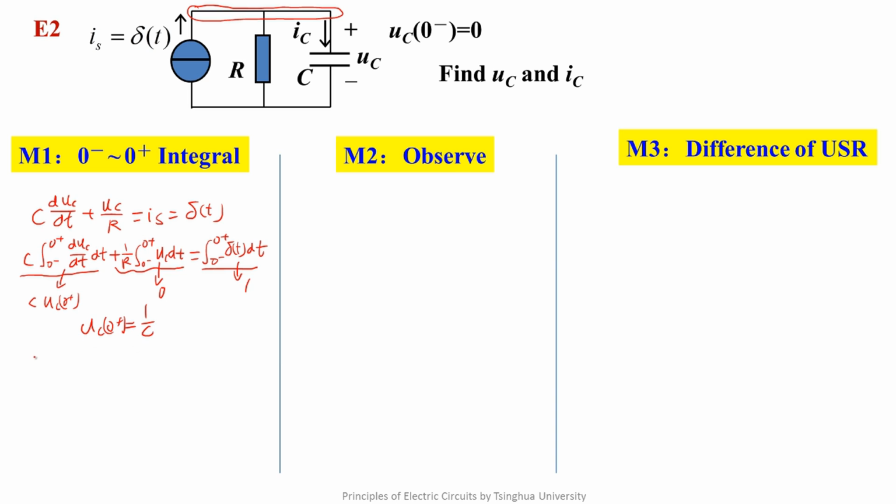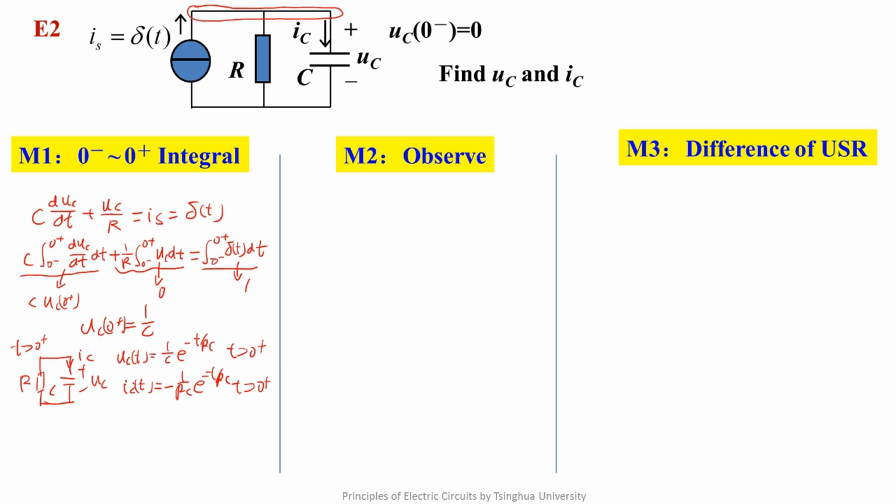When t is greater than 0, the current source is a zero-value current source. In other words, it's open. This circuit becomes a zero-input circuit. We need to point out the condition of this current is after t is greater than 0 plus. For this circuit, with the three elements method, we can easily get UC(t) equals 1 over C times e to the power of minus t over RC, and t is greater than 0 plus. IC(t) equals minus 1 over RC times e to the power of minus t over RC, and t is greater than 0 plus. Now we still haven't finished the solution.